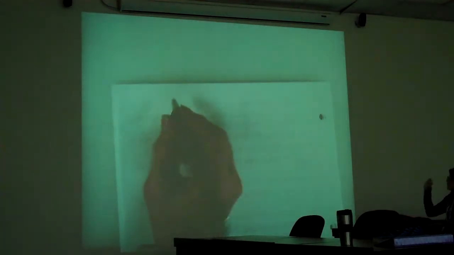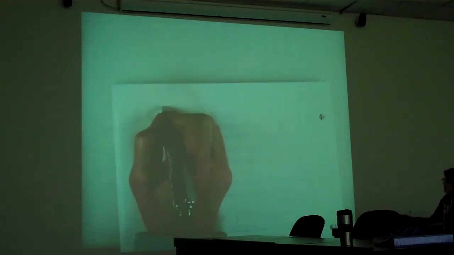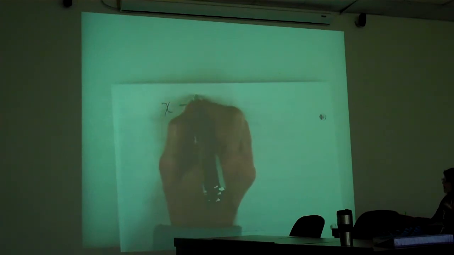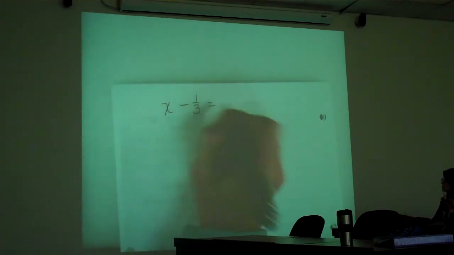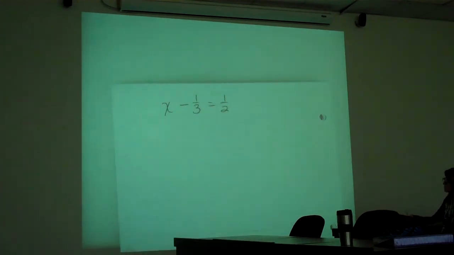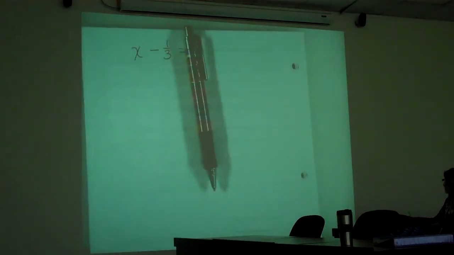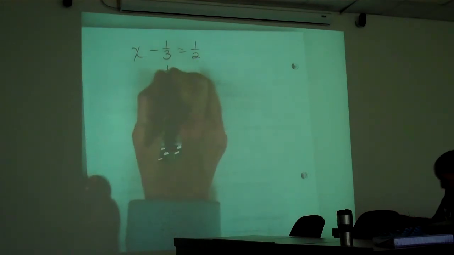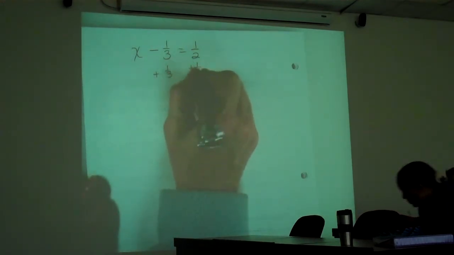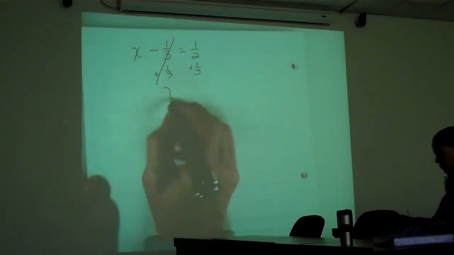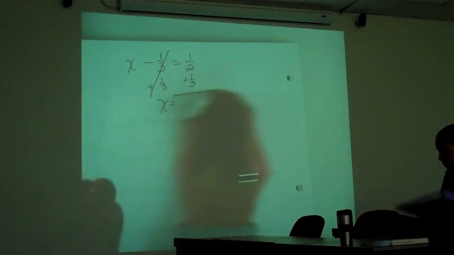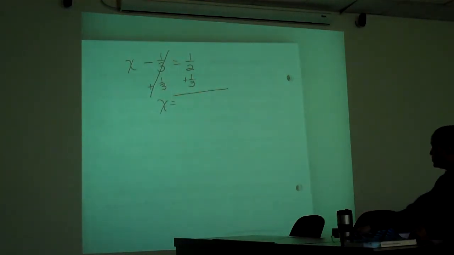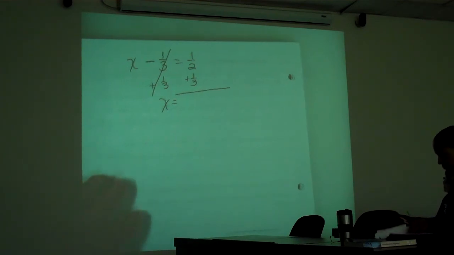Okay, let's do another one. Let's do one with fractions. Let's say x minus 1/3 equals 1/2. What are we going to do to both sides? Add 1/3. Cross this one out, you have the x alone. 1/2 plus 1/3. And what is that? What do you need to do?